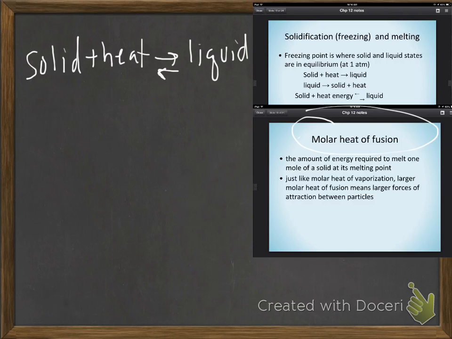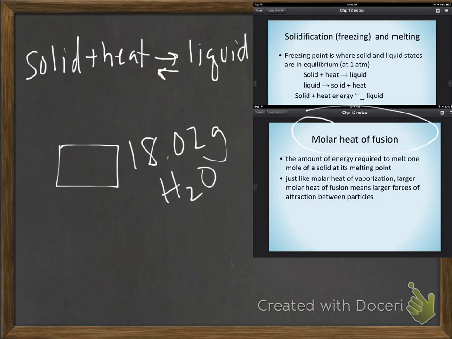Molar heat of fusion is how much energy it takes to melt 1 mole of a solid. So how much energy it takes to melt a block of ice with 1 mole. So 18.02 grams of water in the solid phase is 1 mole of water. An 18.02 gram ice cube. The amount of energy that it takes to convert all of that to a liquid is the molar heat of fusion. This is a similar situation with the molar heat of vaporization.